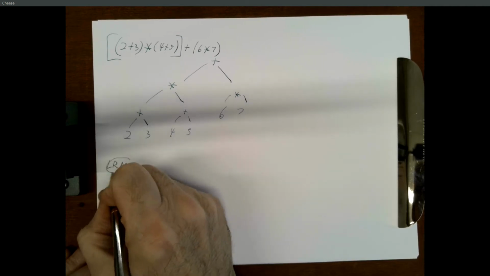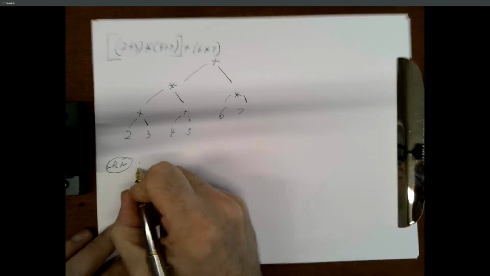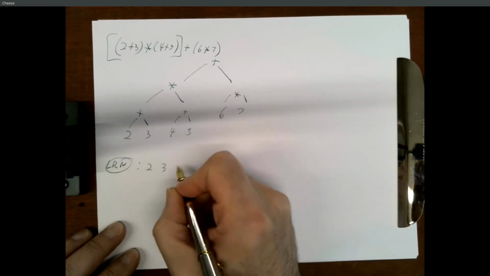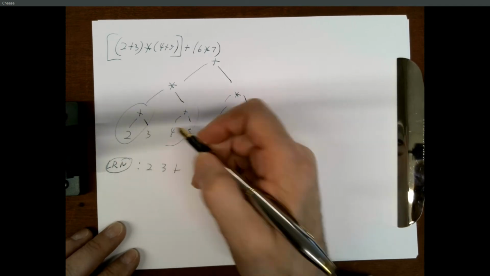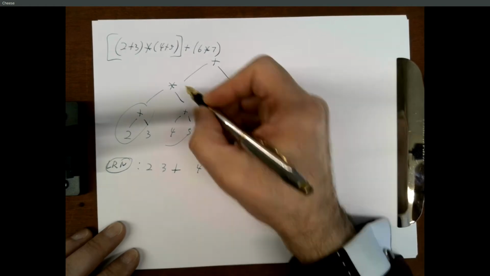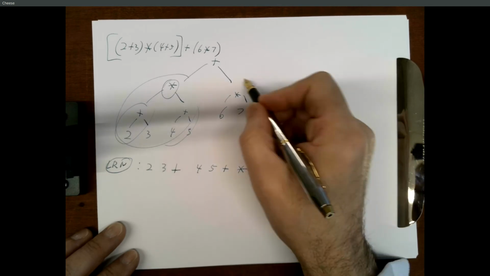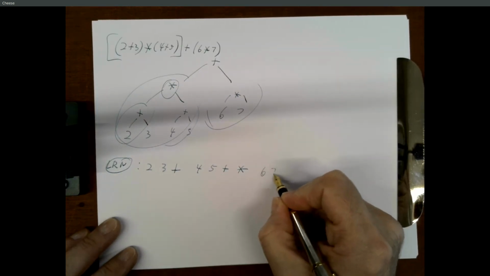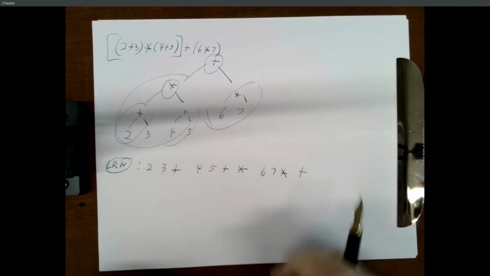So if we traverse this in left-right-node order, we get the following. Go all the way to the left is a 2, and then go to the right is a 3, and then do the root node. That's the left subtree. Do the same thing with the right subtree. That's going to be a 4, a 5, and a plus, and then do the root. So that's the whole left subtree of the original. Traverse the right subtree in left-right-node order. That's a 6, 7, star, and then do the root node. That's a plus.